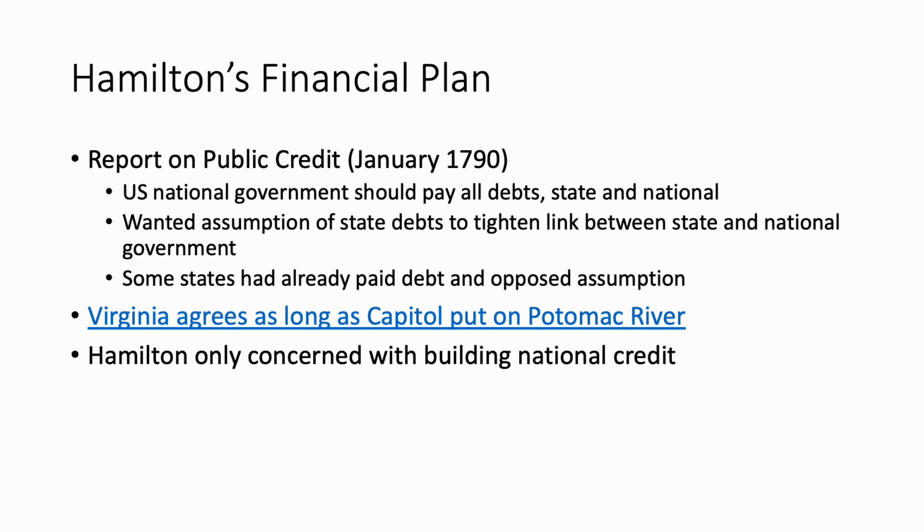And Hamilton wanted the assumption of state debts to tighten the link between state and national government. Some states, especially Virginia, had already paid their debts, and they were opposed to the government assuming those debts because they were like, well, we already paid our debts, and this isn't fair to us, and we think everybody else should have to pay it too.